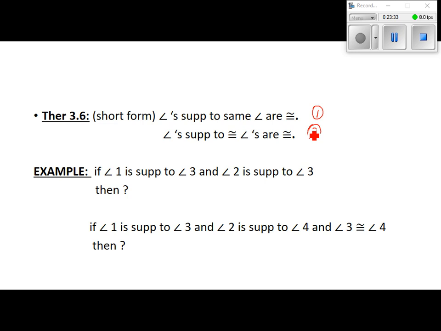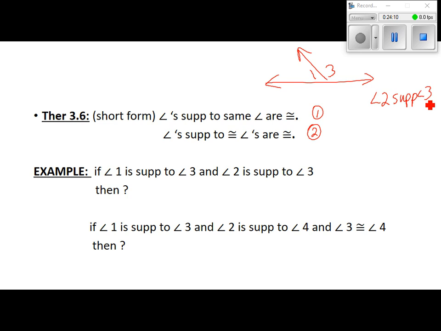So what this is saying, we got some picture. I'm just gonna draw this real quick. What do you know about angle 1 and angle 3? They're supplementary. They add up to 180, right? So if those 2 angles are supplementary, and we know that because of the picture, and then I tell you angle 2 is supplementary to angle 3, does that mean that angle 2 and angle 1 are the same?